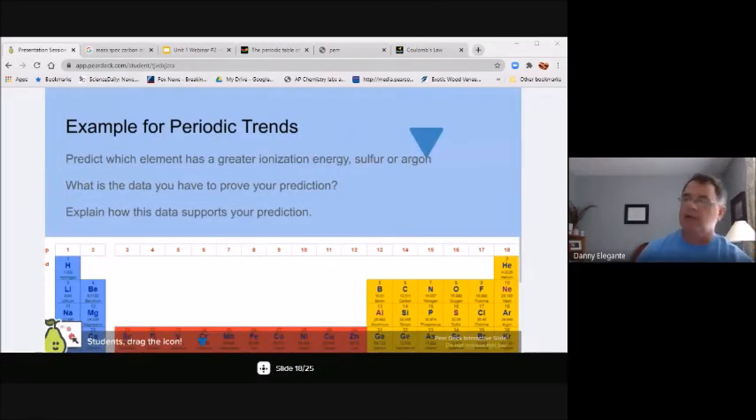All right, so we're going to cover this question. Predict which element has a greater ionization energy. Now, you can drag the blue icon that you see, that blue arrow. You can drag that icon over which element you think will have a greater ionization energy. I gave you a piece of the periodic table for you, but feel free to look on your own and drag the blue diamond into which one you think would have a greater ionization energy, sulfur or argon.